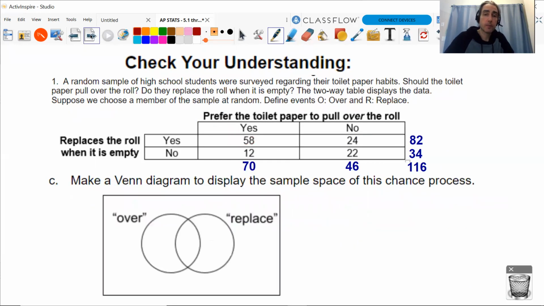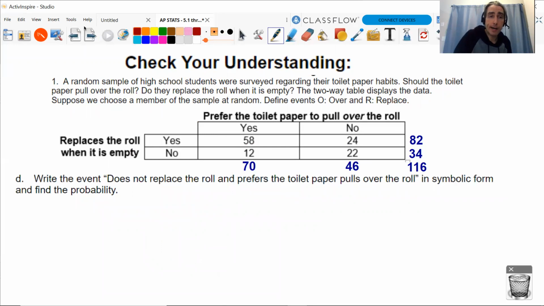Let's make a Venn diagram. These should be the numbers: 12 for over but not replace, 58 for both, 24 for replaces but not over, and then 22 that apparently don't do either one of them. That's kind of weird. Let's see.